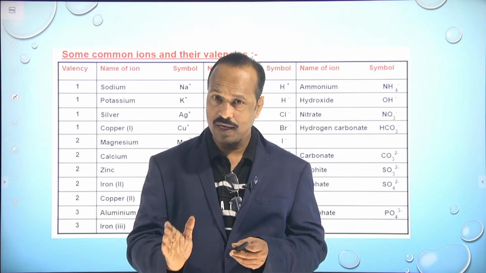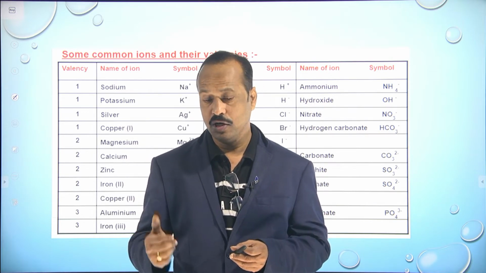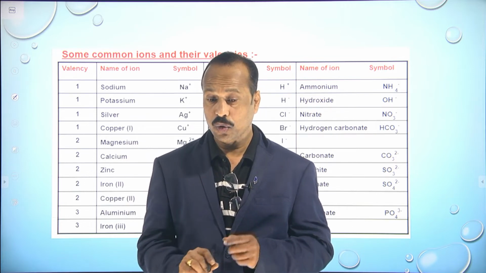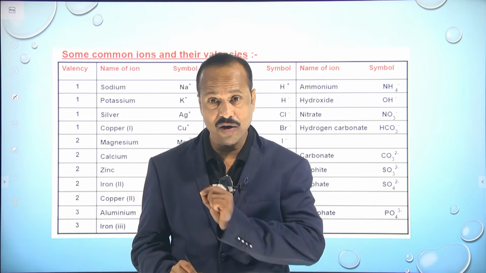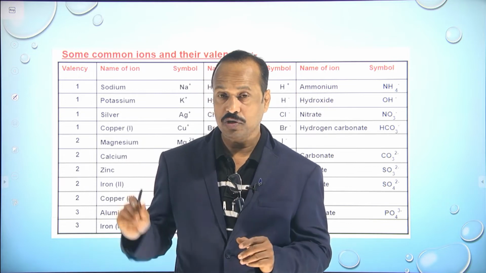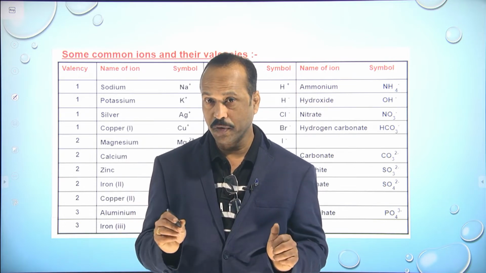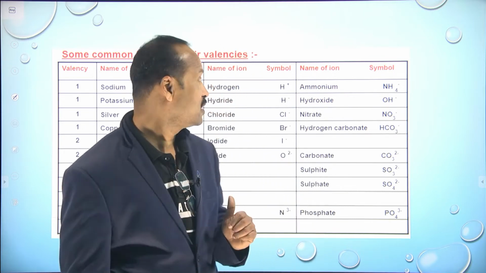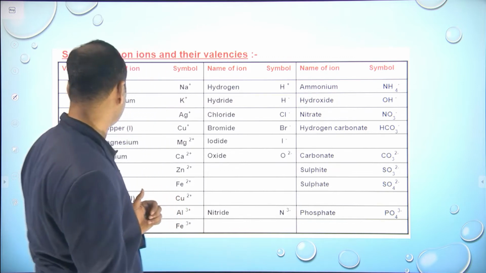So normal ions and polyatomic ions. This is very important to write the chemical formula of any compound. You can write the chemical formula of any compound by using this only. So that's why this is very important.